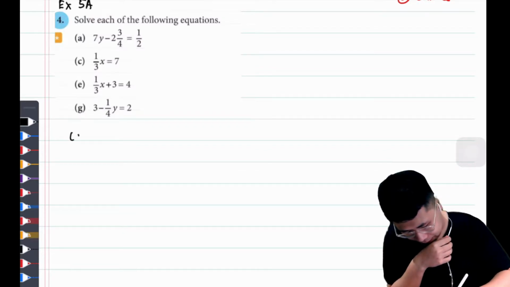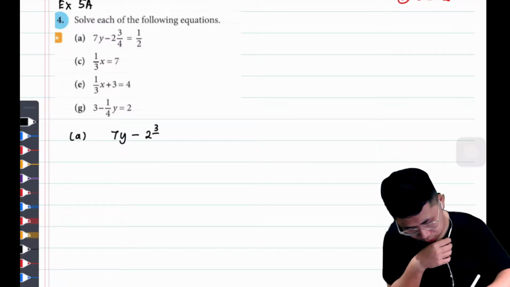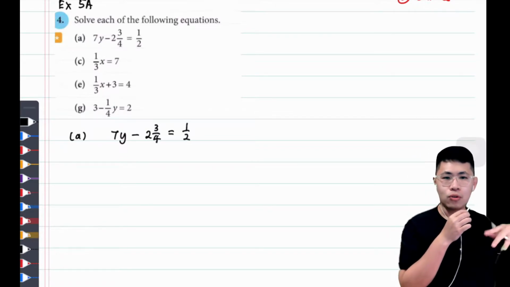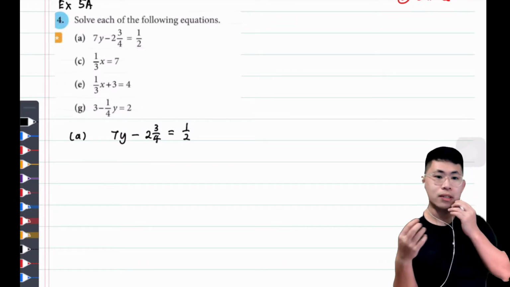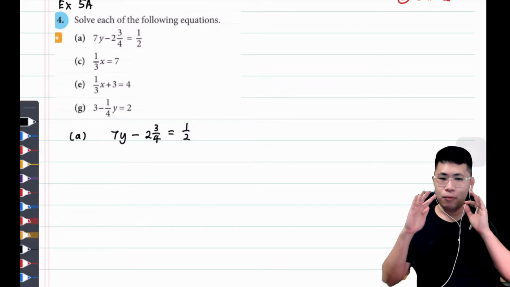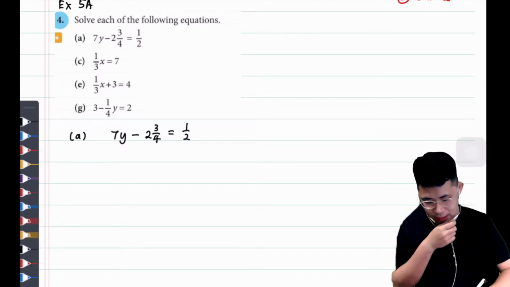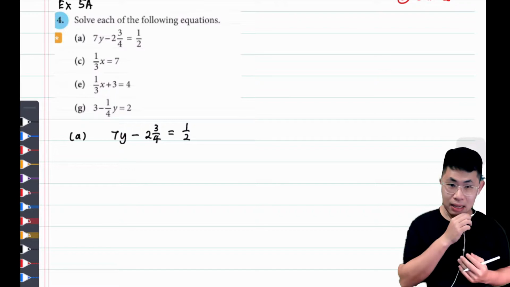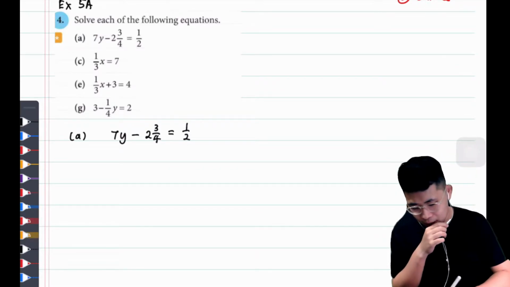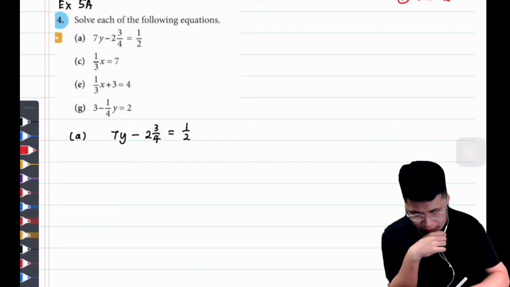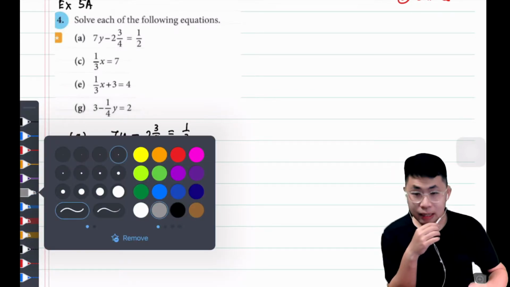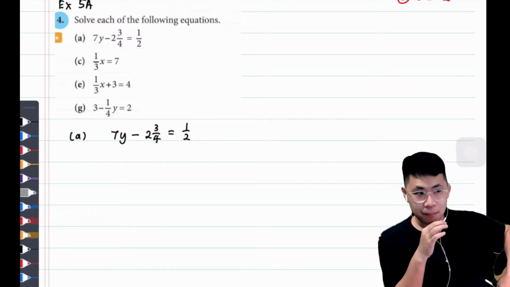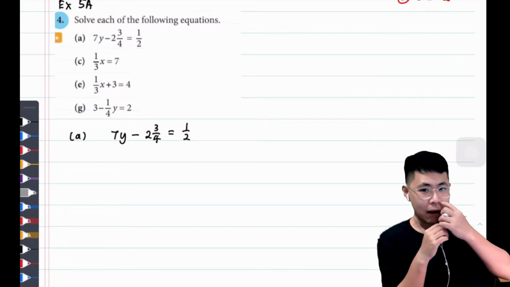Okay, part A. So over here we have 7y minus 2 and 3 over 4 is equals to 1 half. Now with this one, it's actually almost the same as what we did previously. We can just move this term away, and we can divide by 7 after the first step. Now, how do we move this away? We are going to make use of the opposite step, the reverse step, and we need to balance both sides.